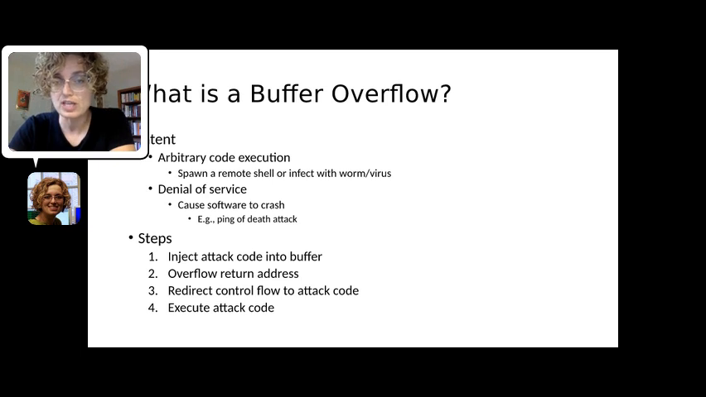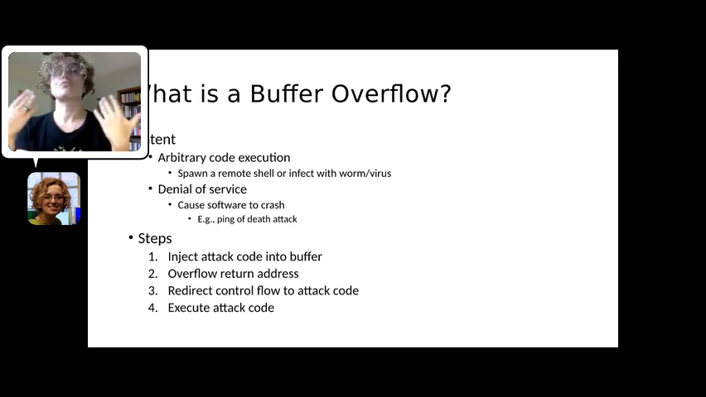First, you need to inject this malicious code into a buffer, and then you need to overflow a return address that is a key to lead your code execution to this specific part of the buffer that will execute the malicious code. So that's the third step, to redirect control flow to the attack code. So that's the very crafty part of buffer overflow, manipulating code execution to go exactly at the point that you want in memory.